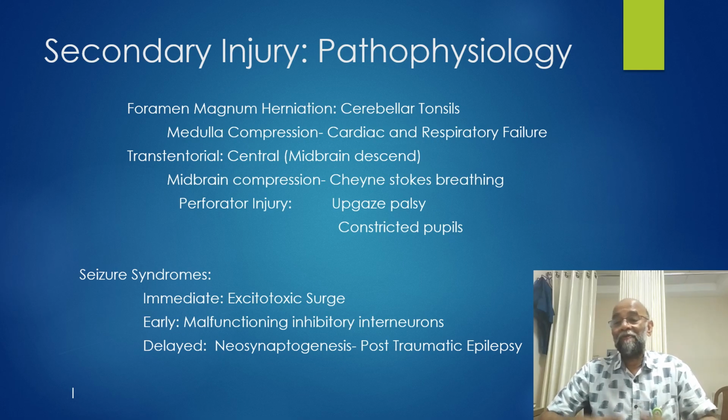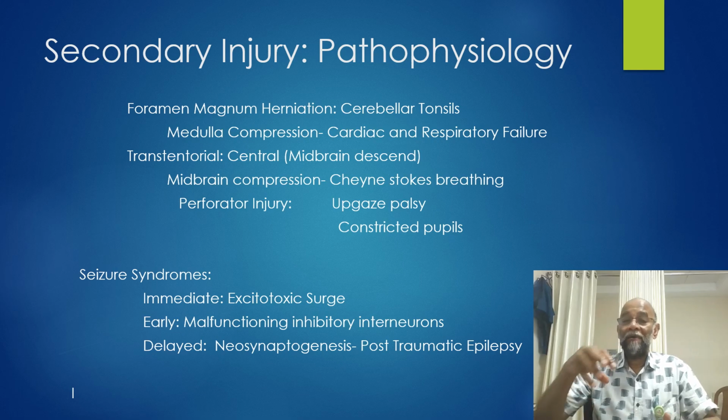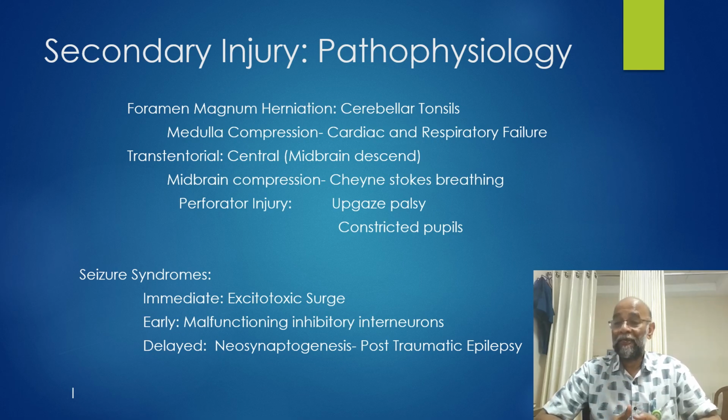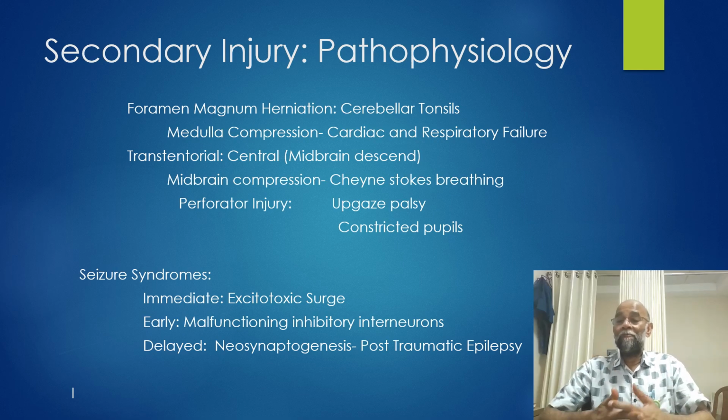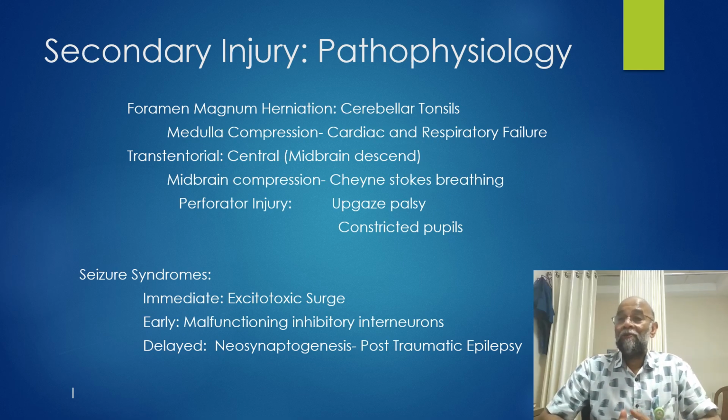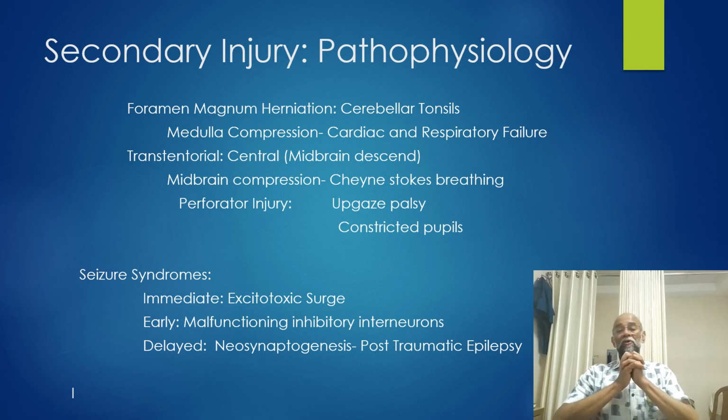Other subtle herniations, you can have a reverse herniation transtentorially, or you can have a central herniation where there is a midbrain descent. Here, the findings are more subtle. You can have Cheyne-Stokes breathing, that is, periods of hyperpnea followed by an apneic pause. You can have gaze paralysis, especially up gaze, and the pupils may remain constricted. So much for herniation syndromes. Now let us look at seizures.